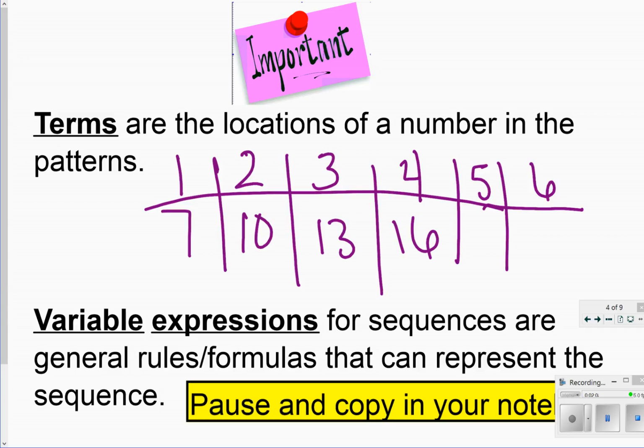A variable expression is basically the rule or the formula that we can use to represent what's happening in our pattern. So let's practice.